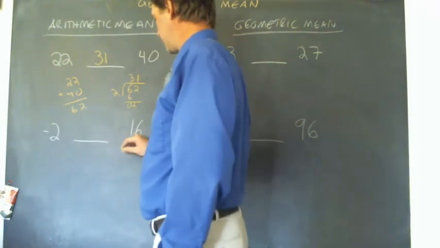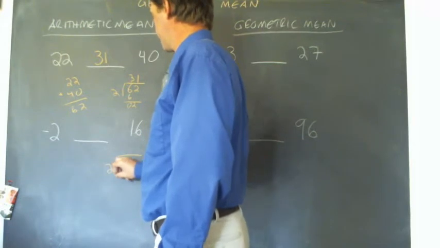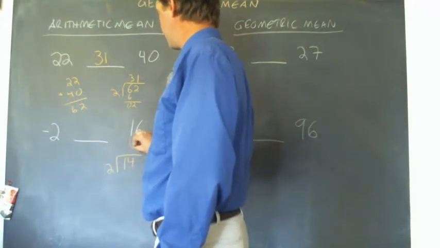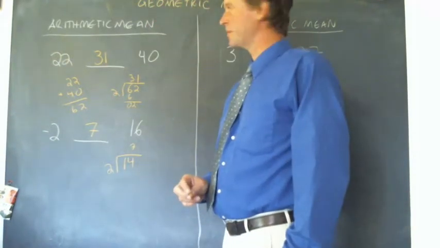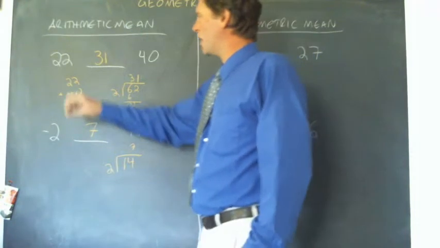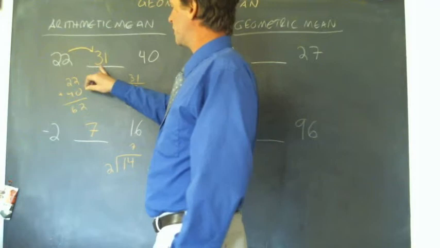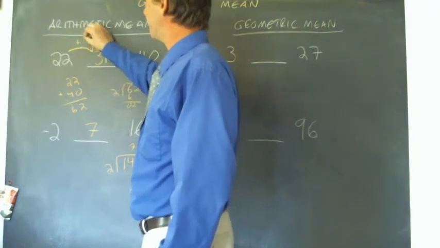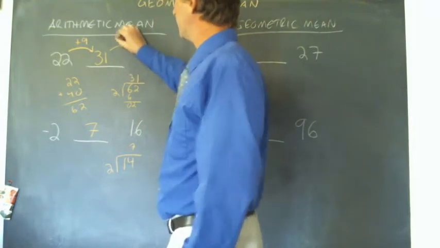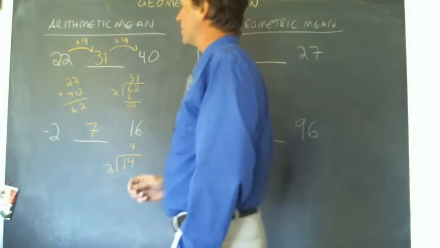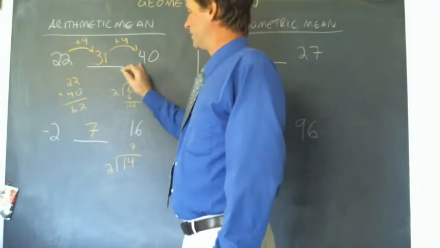Negative 2 plus 16 is 14. Divided by 2. 2 goes into 14 7 times. That's the arithmetic mean. The mean means the one in the middle. What it means is, no pun intended, that between 22 and 31, you have to add 9. And between 31 and 40, we have to add 9. Arithmetic mean means that you add the same thing both times to get the one in the middle.